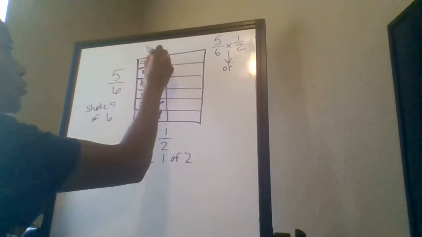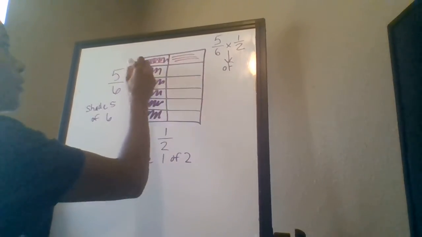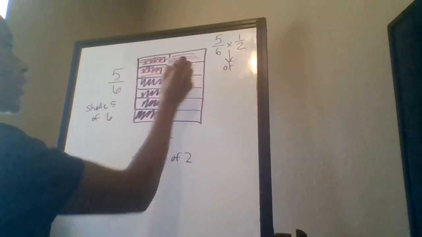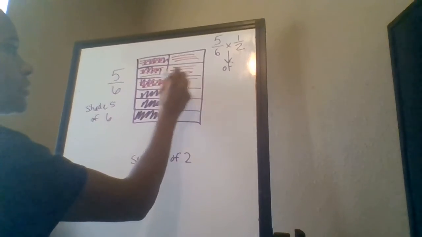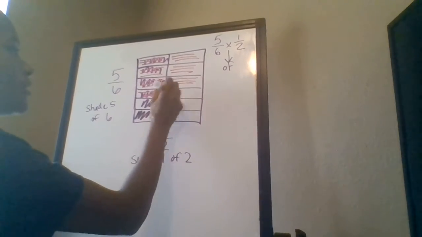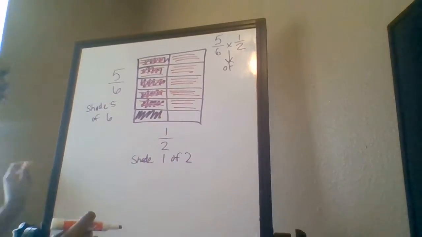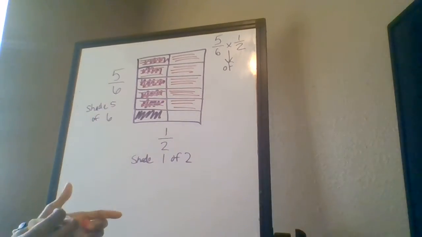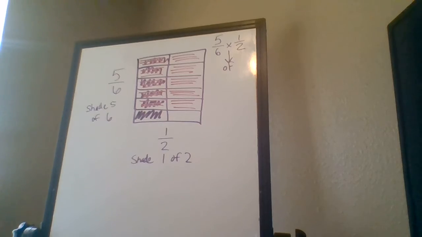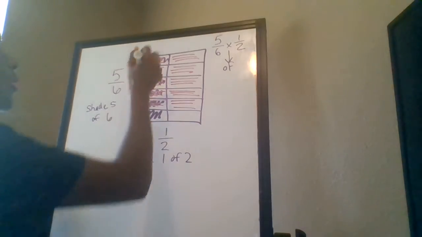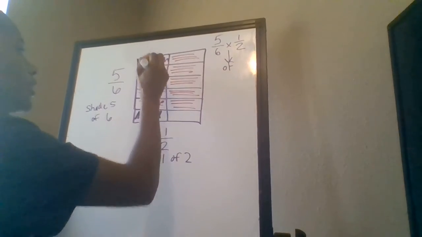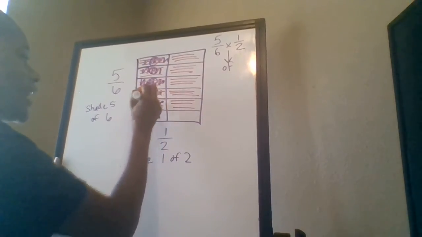So I'm going to shade, this is 1 of the 6 pieces, 2 of the 6 pieces, 3 of the 6 pieces, 4 of the 6 pieces, 5 of the 6 pieces, going horizontally. Now I can see what I have shaded. So I have 1, 2, 3, 4, 5.